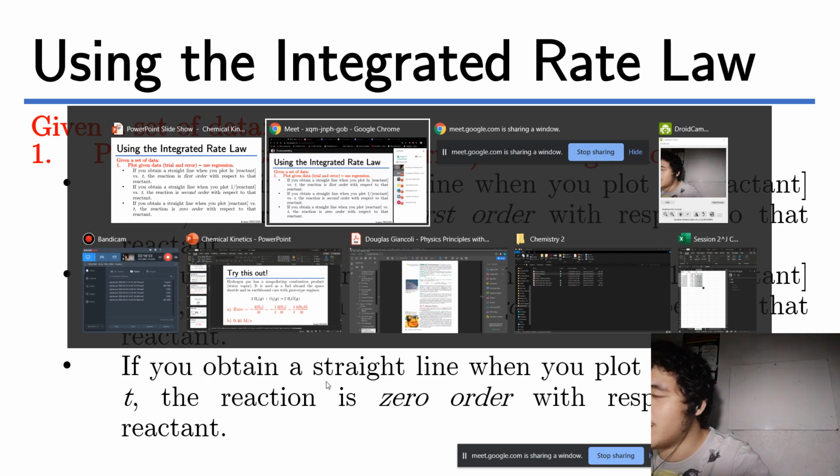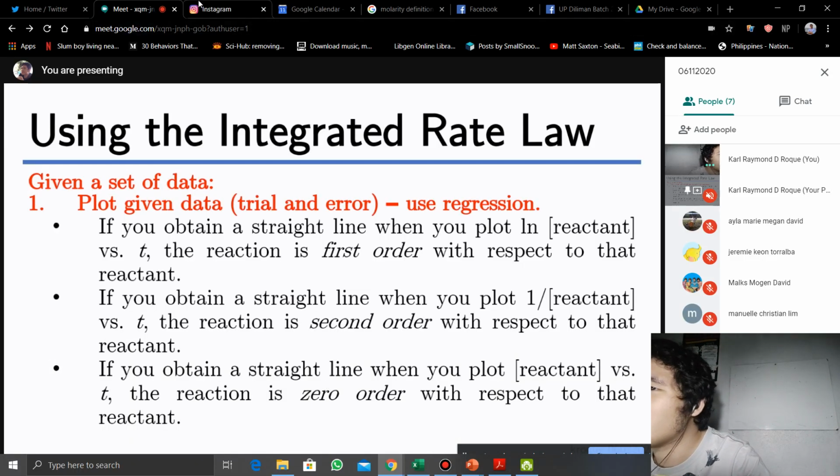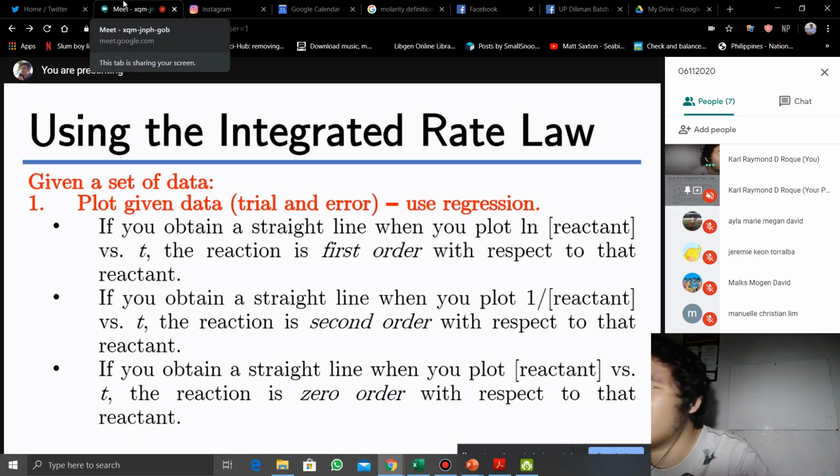Nakapag-regression ba kayo last year? Sa calculator or hindi? Ano guys? Nakapag-regression ba kayo sa calculator or hindi? Sa stat? Slight lang, sir. Slight lang. O sige. Sige mamaya, we'll do this together. Okay.